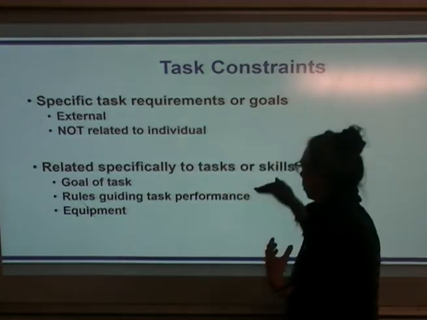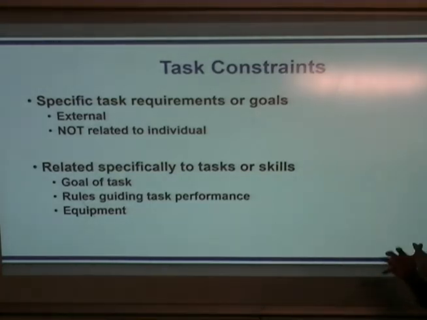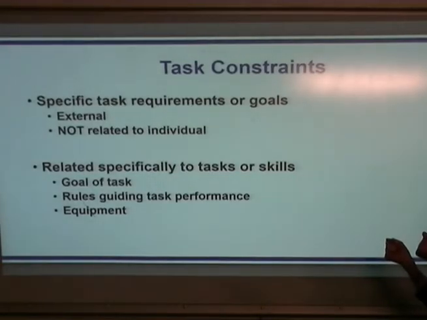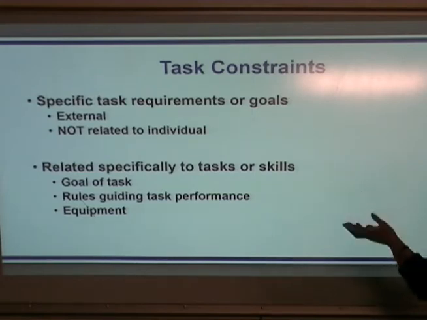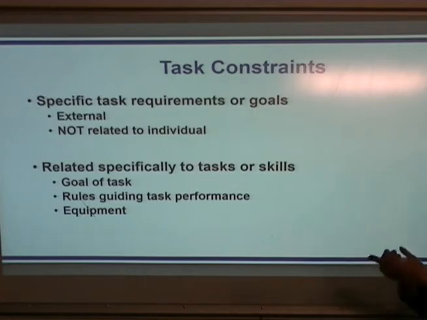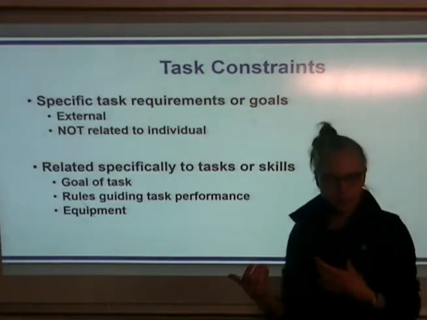And then the third one that can fit under task constraints is the equipment that's being used. I can manipulate the equipment as the teacher. I can have big balls, I can have small balls, I can have light, soft, squishy balls, I can have heavy balls. So these are things that I can manipulate as the teacher.